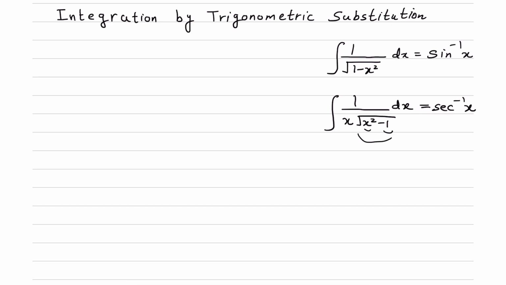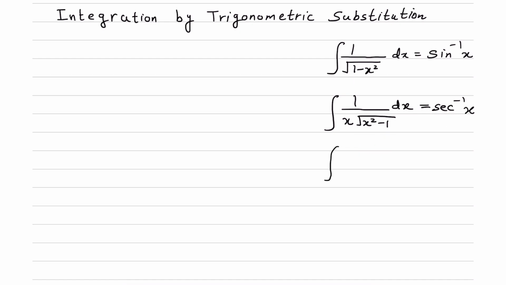Unlike the previous case where you had the constant first minus variable squared, which is related with sine, in this case you have the square root and inside the square root you have the variable squared first and then the constant, then this is related with secant.